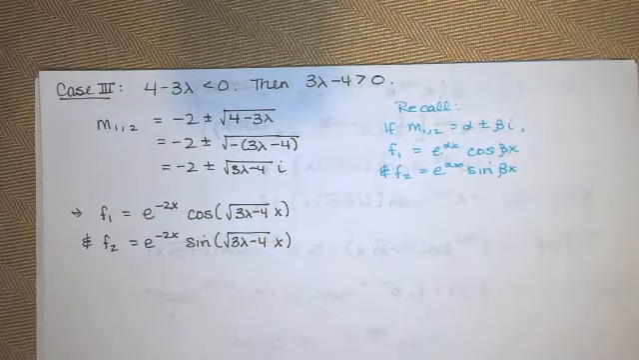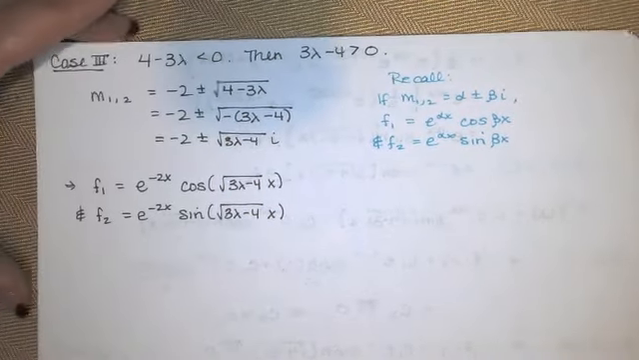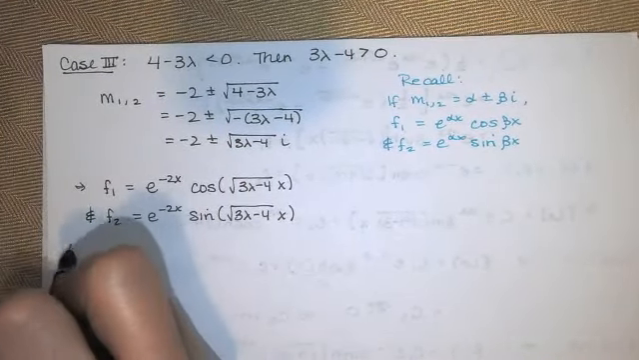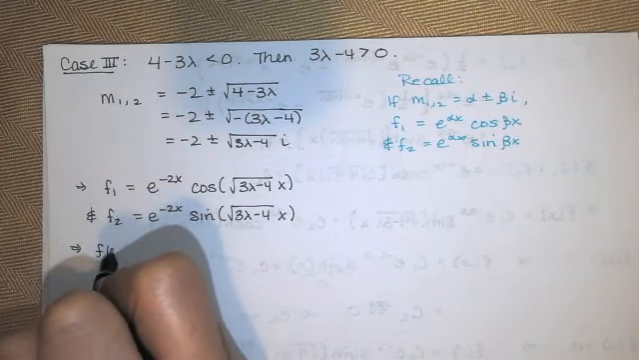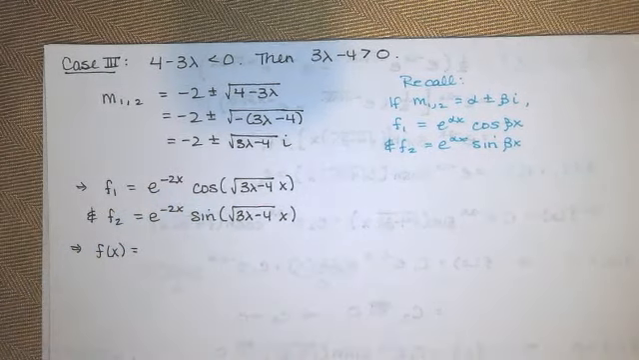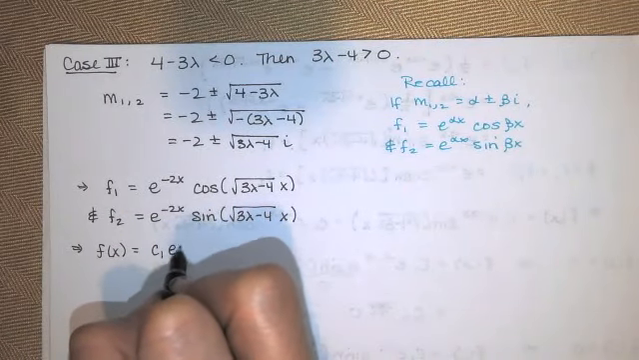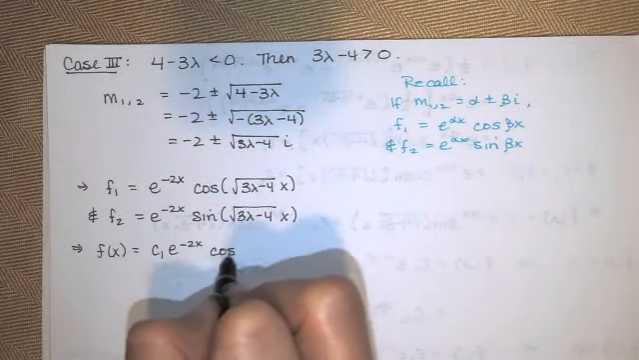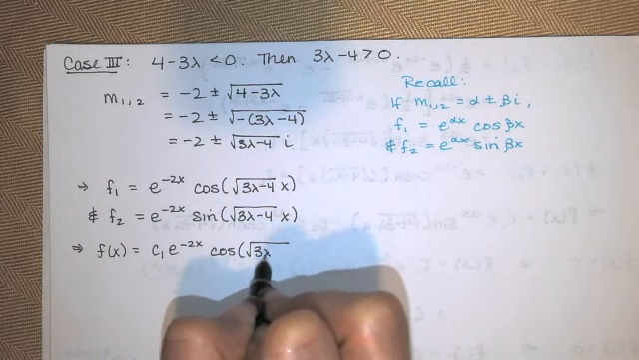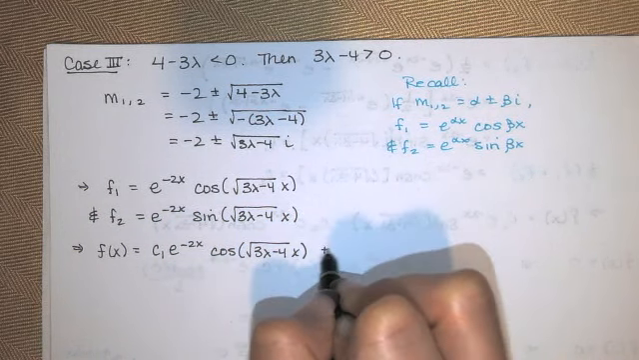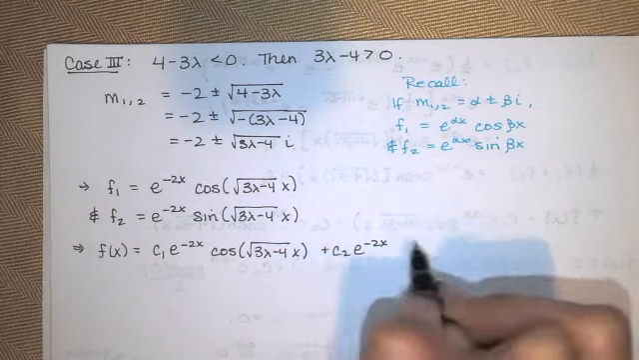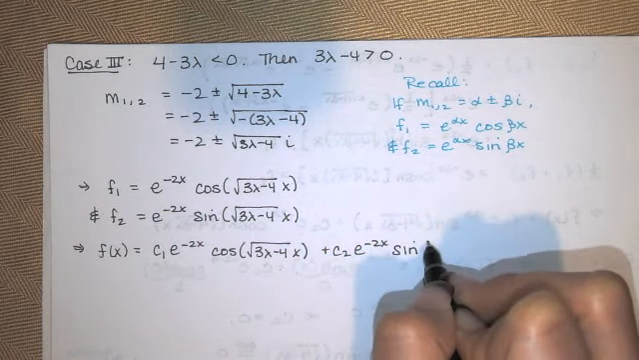Okay, so that is enough to get us a general solution to the differential equation. So I have C1 times F1 plus C2 times F2.